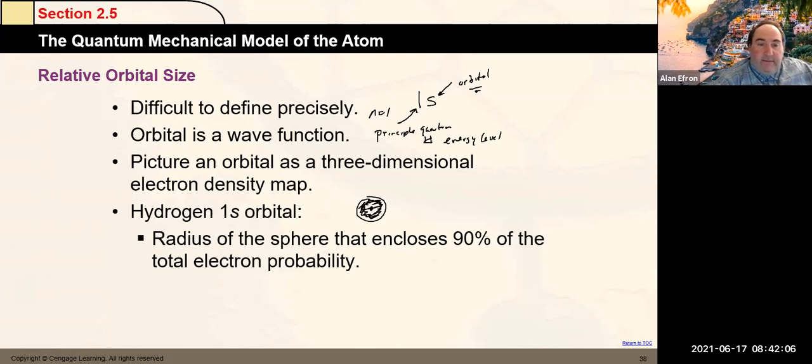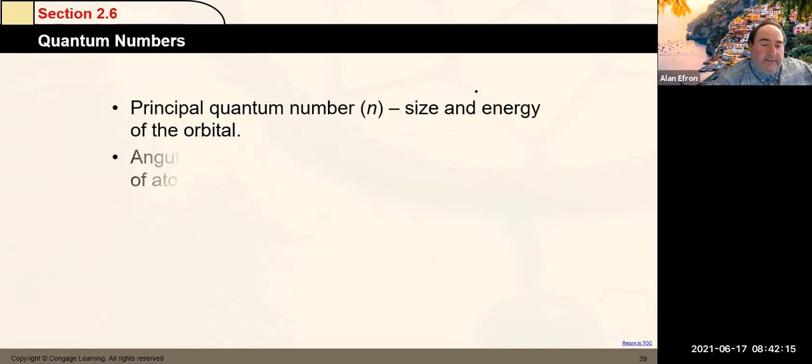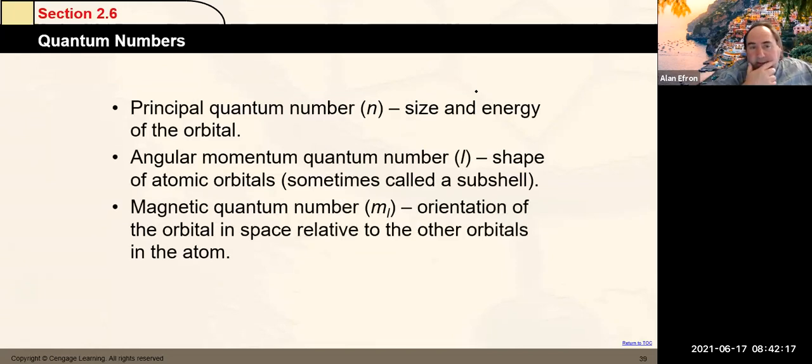So let's talk a little bit about these quantum numbers and how we calculate the quantum numbers for electrons. There really are 4 different types of quantum numbers. The first one that we've been talking about off and on here is n, the principal quantum number. It's basically the size and energy of the orbital, kind of like the energy level. n can have a value of 1 through 7.